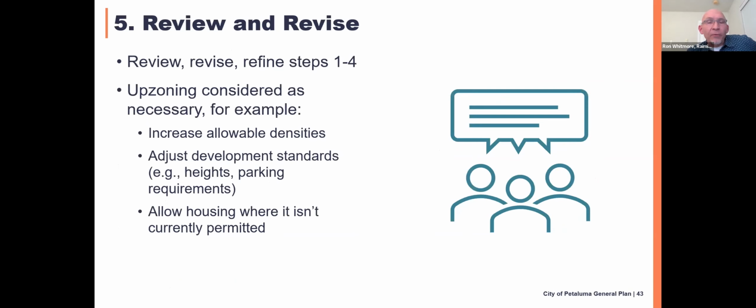And finally, we repeat those processes as necessary to make sure that the city has the most appropriate set of sites in its inventory, demonstrating it has capacity to build enough housing to meet its RHNA targets by the end of the planning cycle.